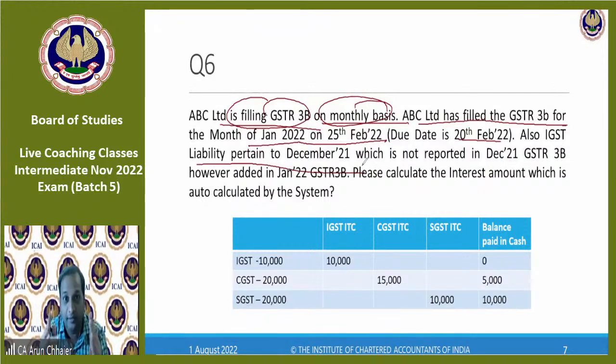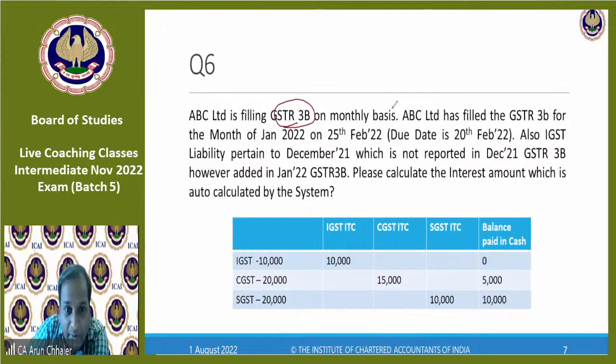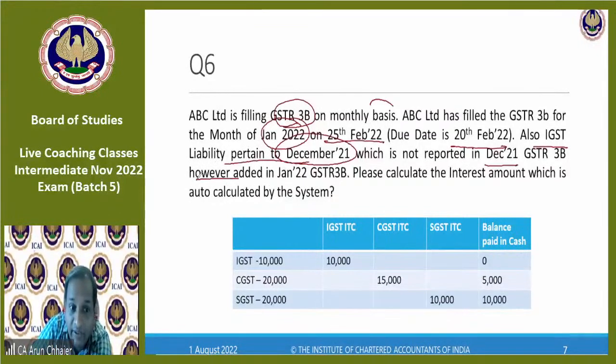Try to focus. Based on your answer, I will determine whether you have understood Section 50 correctly or not. You are filing the GSTR 3B for the month of January 2022 on 25th Feb, so there is a delay of 5 days. Also, the IGST liability pertaining to December 21, which was not reported in the December 21 GSTR 3B, is added in the January return. So you are adding this December 21 IGST liability of 10,000 in the January month return.